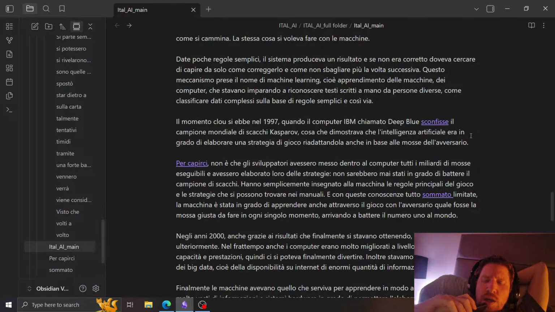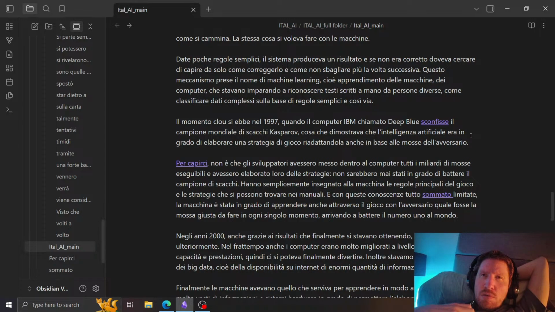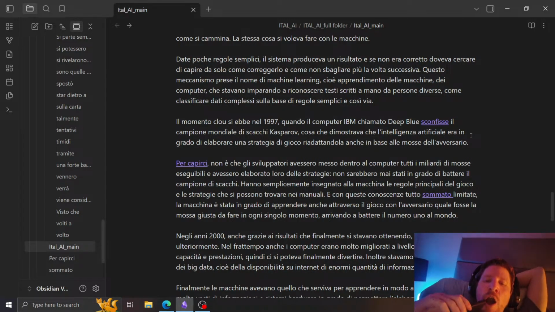Ok, questo... Come si dice sentence in italiano? Ottima domanda. Sentence in italiano si dice frase. Ok, quindi una frase. Perfetto.